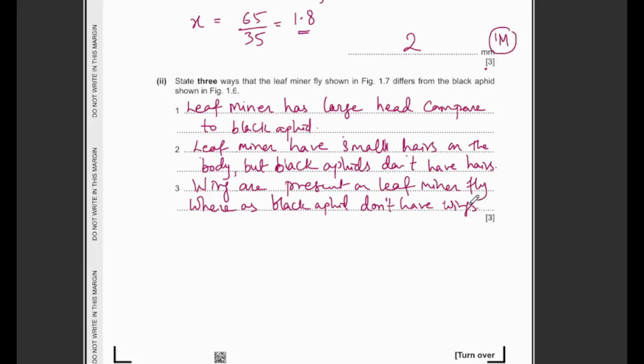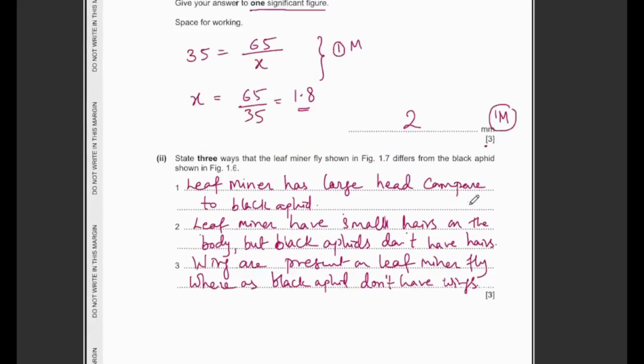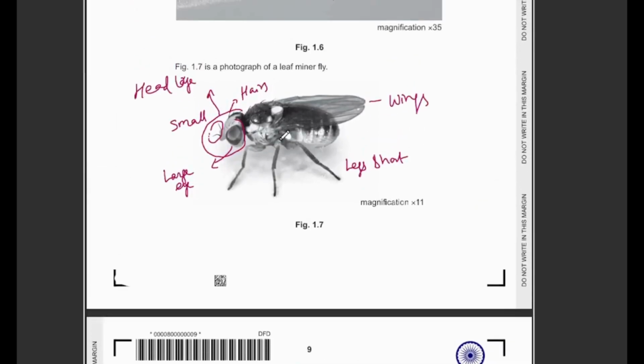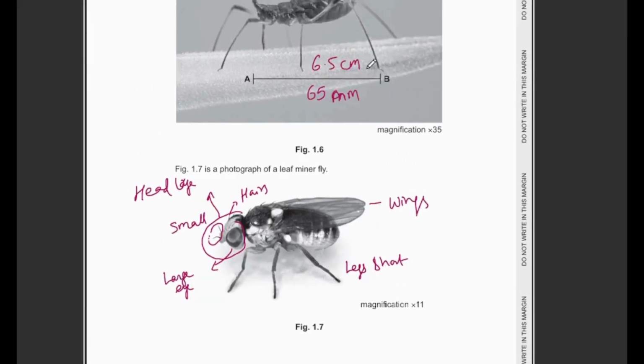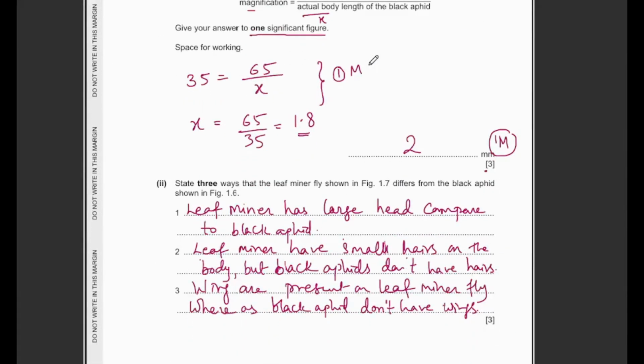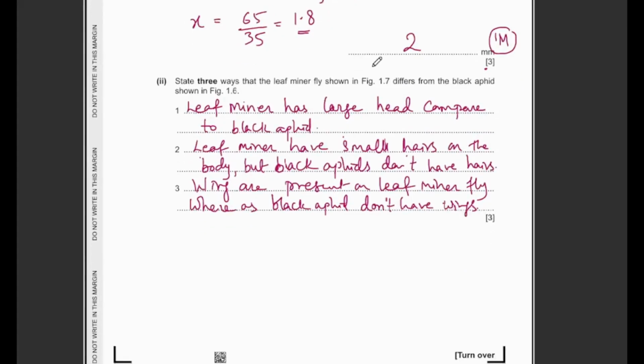Okay, so we have differed the leaf miner from the black aphid. Whatever is visible, do write that. Hair, head size, antennae, large eye, long hair, short legs, wings are present. The legs are also very thick compared to this one aphid here. Whichever is visible for you, try to write that, and writing too many points is also not suitable, right? 3 marks for 3 points, that's enough.